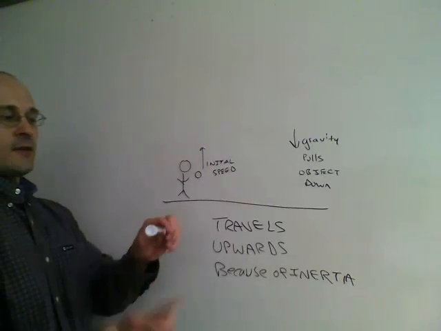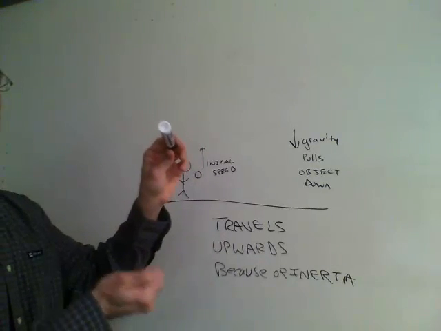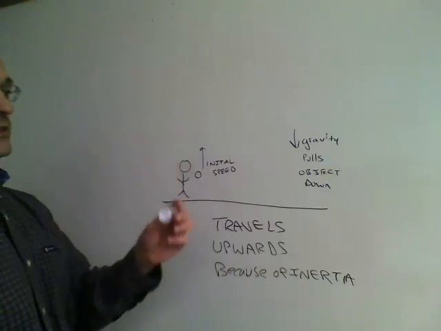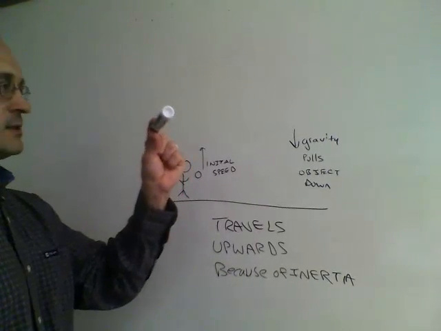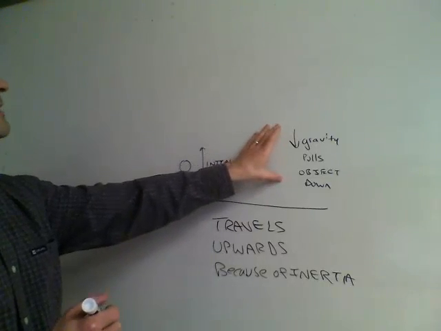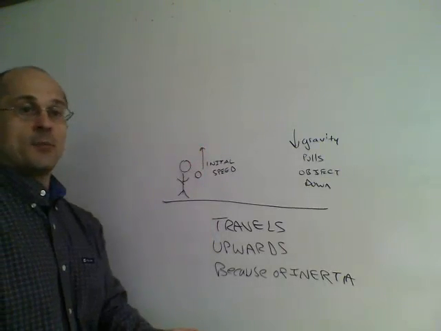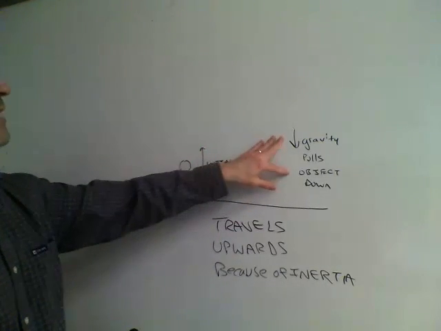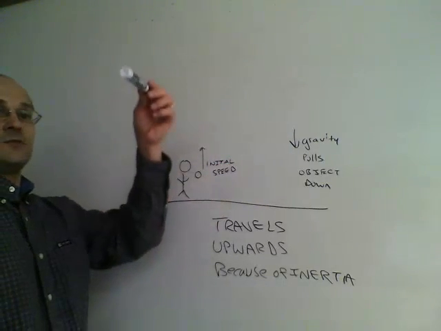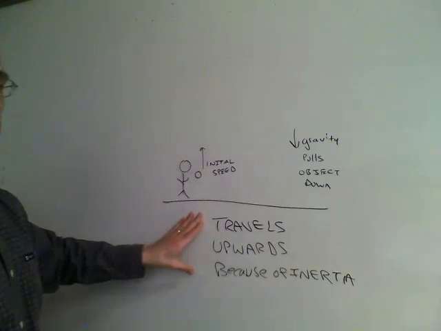Once the marker left my hand and it was traveling up, my hand is no longer interacting with the marker. The reason the marker continues to travel upwards is inertia. Now, gravity is a force that is acting on the marker, and that's why the marker slows down and then starts going back towards the ground. But once it leaves my hand, it continues traveling upwards because of inertia, not because of the force of my hand.